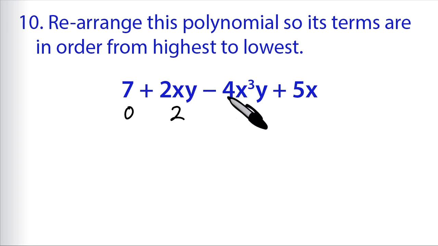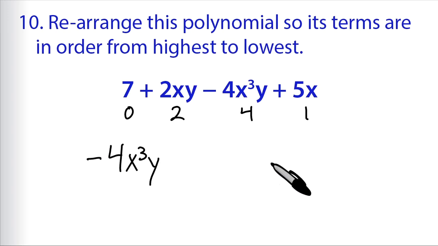Then we have negative 4x cubed y. So we have 3 and 1 here. We add those together, and that's a 4th degree term. And here we have 5x, which is just x to the 1, which is x. So that is just a 1st degree term. All right, so this is our highest degree term. We need that first, but it's being subtracted, so that means this term is negative. So we need to keep that minus sign with us. So we'll put negative 4x cubed y.